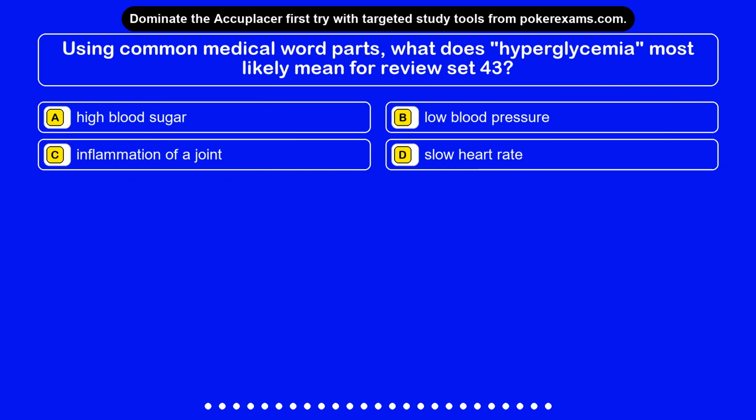Question 23. Using common medical word parts, what does hyperglycemia most likely mean for review set 43? Option A, high blood sugar. Option B, low blood pressure. Option C, inflammation of a joint. Option D, slow heart rate.